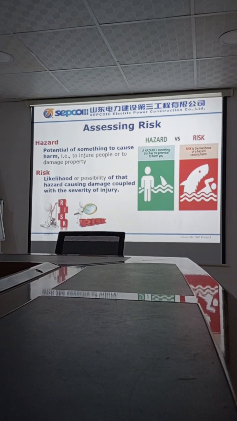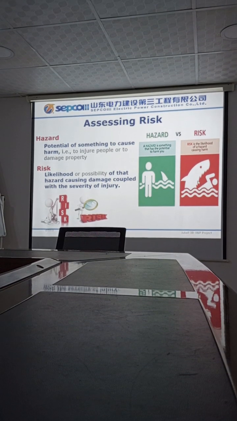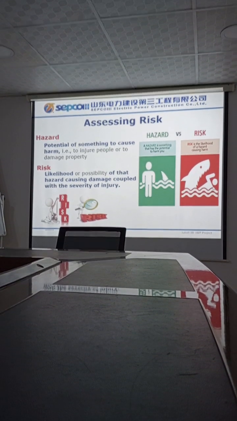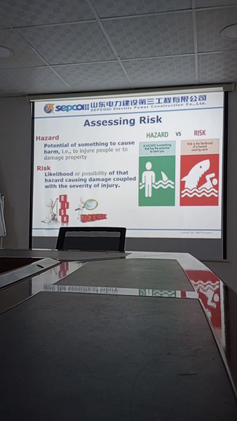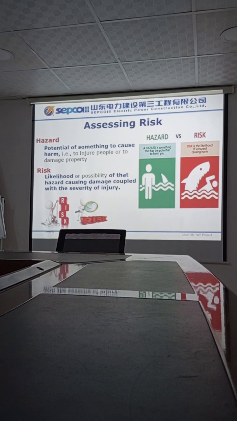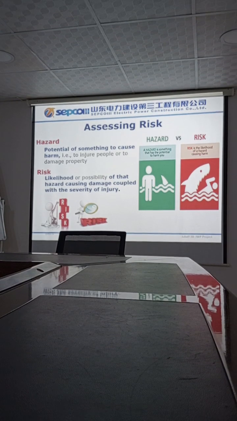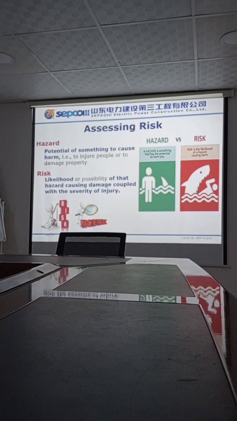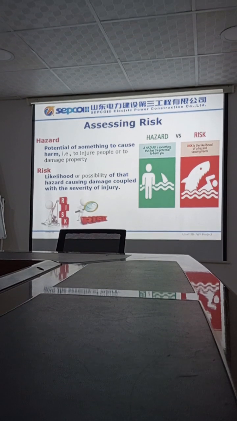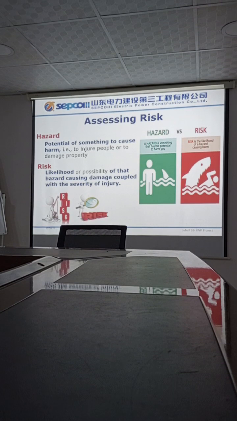Now, what is the risk? The risk is a shark bite, the shark eating this man. So risk is the likelihood of a hazard causing harm. How likely is it that this shark can attack the person? Very high, because if you are in the sea and there is a shark, it will attack you. The risk is very high.